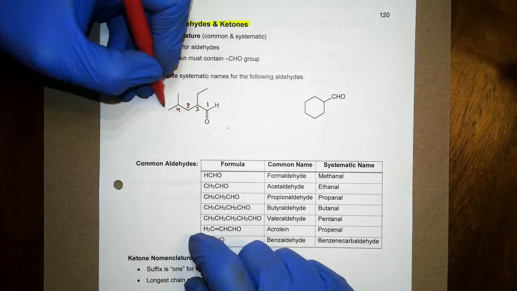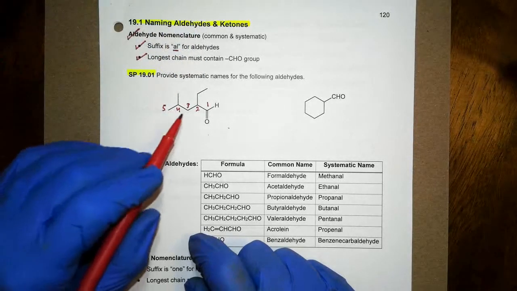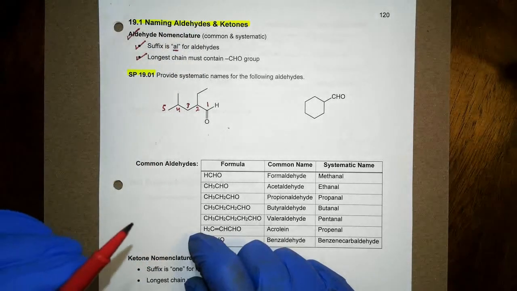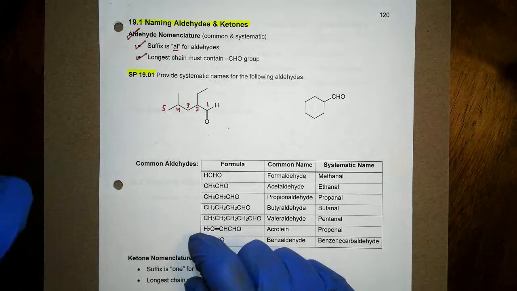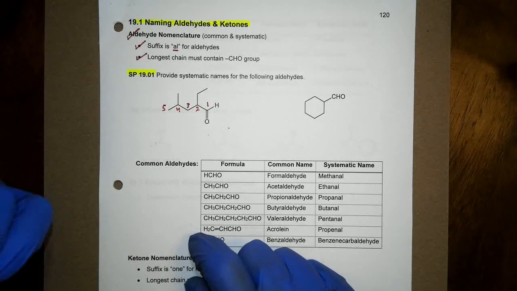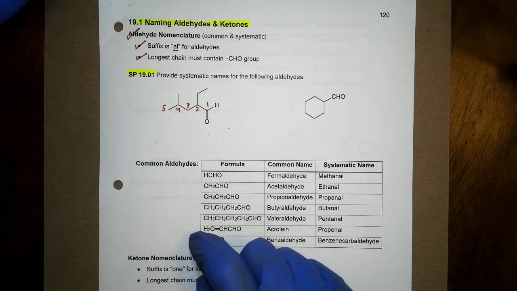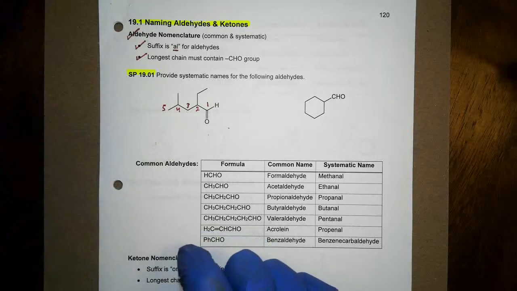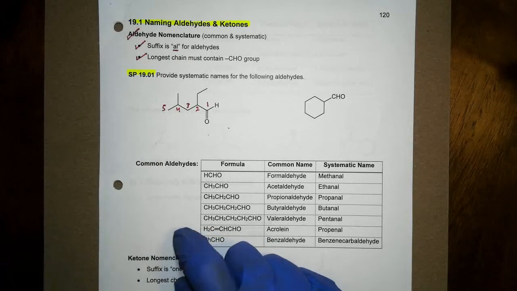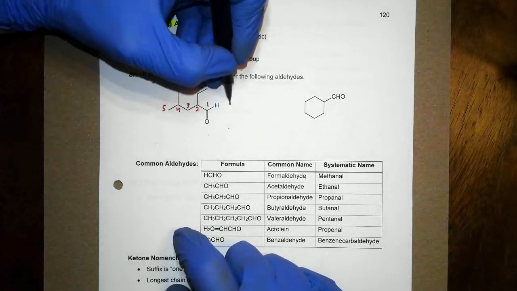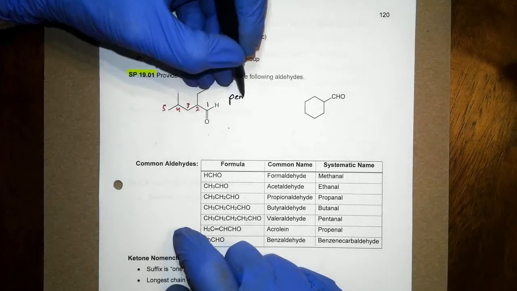So these are carbons 3, 4, and 5 respectively. Now what does this tell us? This is going to give us the parent name of the compound. Once you find that longest chain, we have our parent name. And what would that parent name be? Well, because it's 5 carbons, it's pentanal.